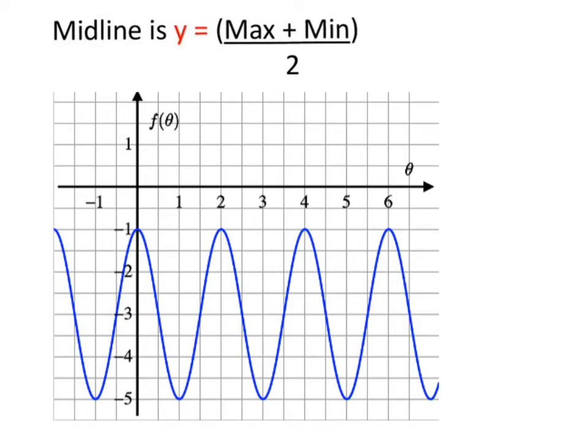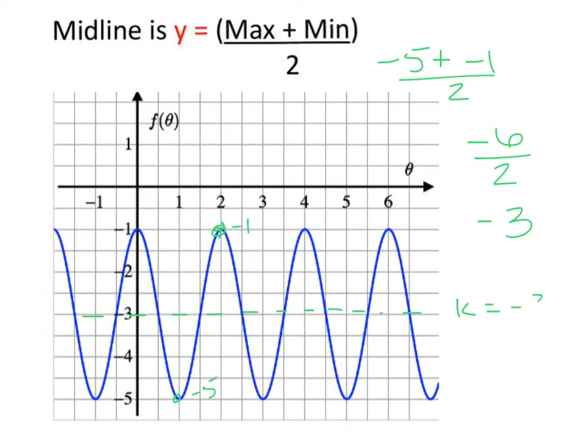So if I saw this graph here, my maximum's at -1 and my minimum's at -5. If I do my max -1 plus my min -5, divide that by 2, I get -6 divided by 2, -3, which is where your midline would be, which is telling me that the K value in this equation would be -3.